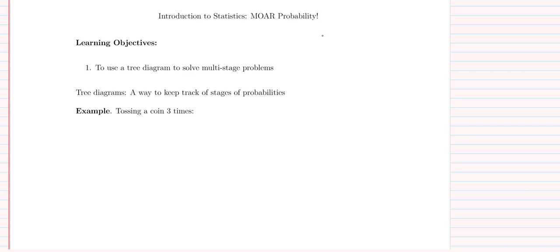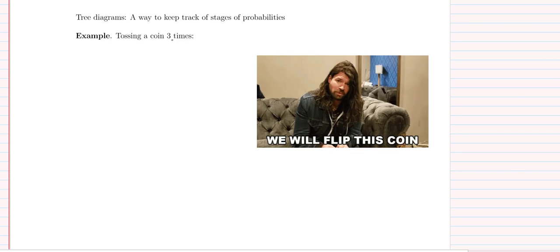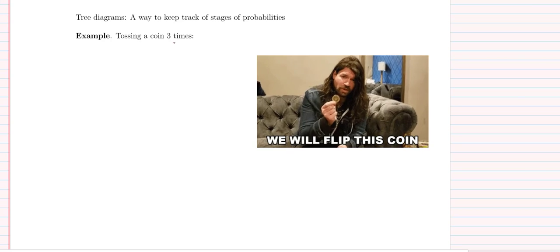So in this video, we're going to learn about tree diagrams, which is a method of keeping track of probabilities, especially when there are multiple experiments happening. So for example, if we're tossing a coin 3 times, we can calculate various probabilities the way we used to, or we can use a tree diagram.